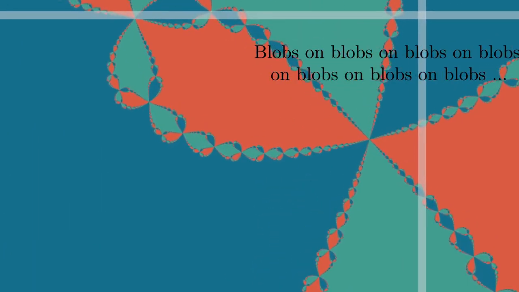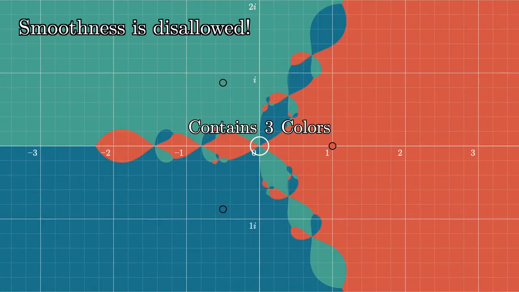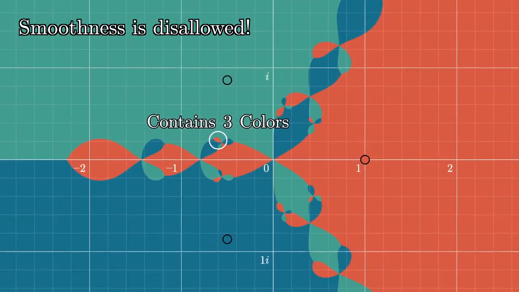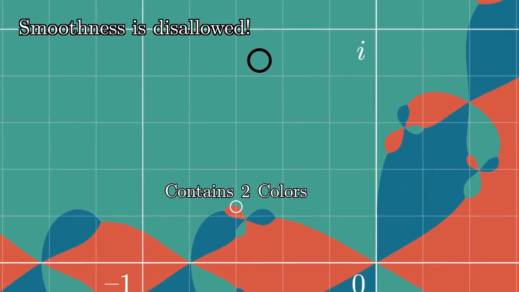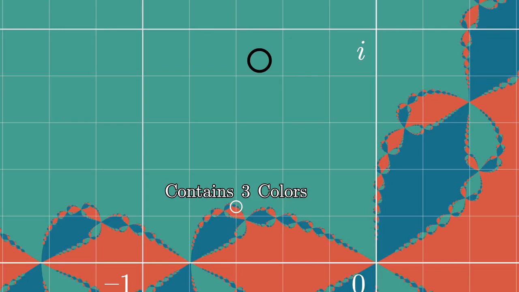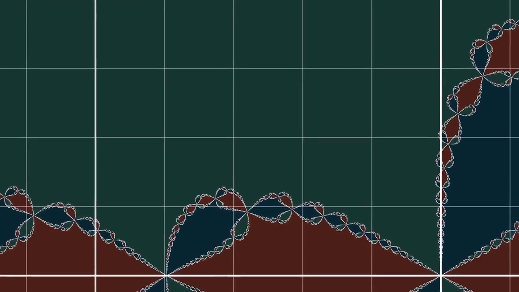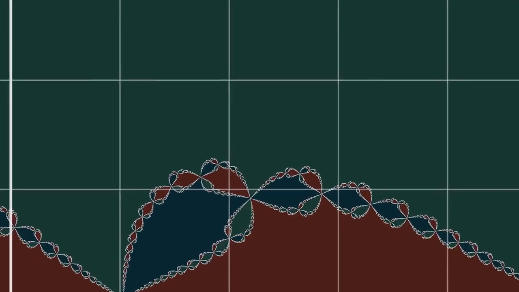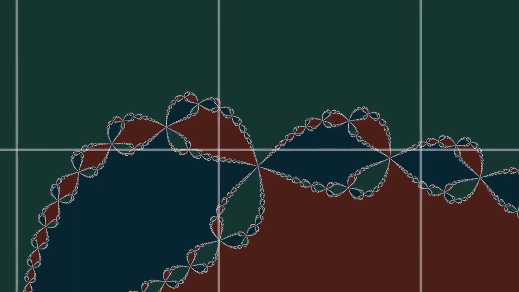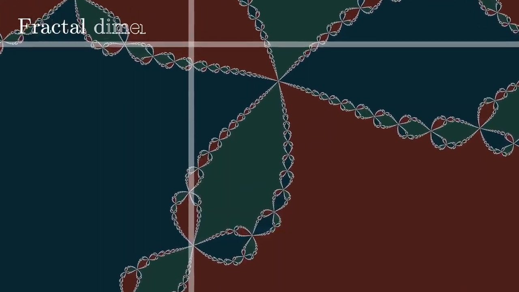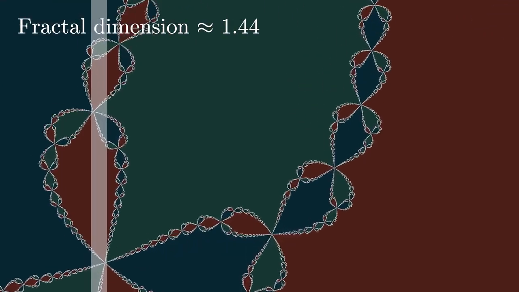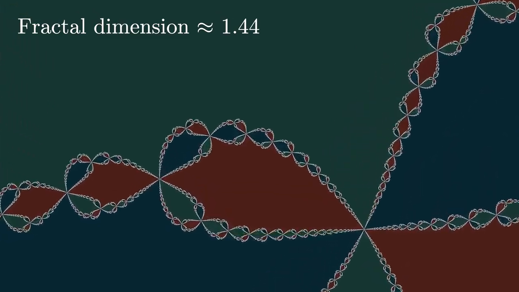The main thing I want you to notice is how this property implies you could never have a boundary which is smooth, or even partially smooth on some small segment, since any smooth segment would only be touching 2 colors. Instead, the boundary has to consist entirely of sharp corners, so to speak. So if you believe the property, it explains why the boundary remains rough no matter how far you zoom in. And for those of you who are familiar with the concept of fractal dimension, you can measure the dimension of the particular boundary I'm showing you right now to be around 1.44.